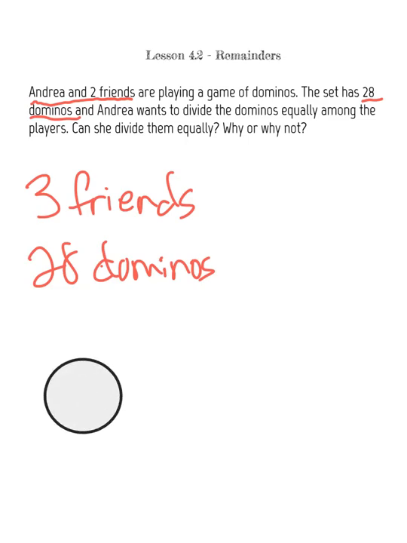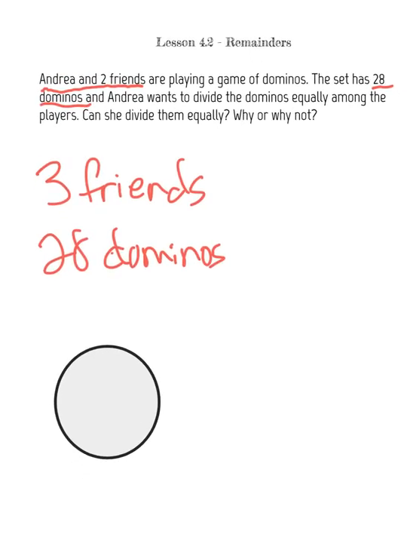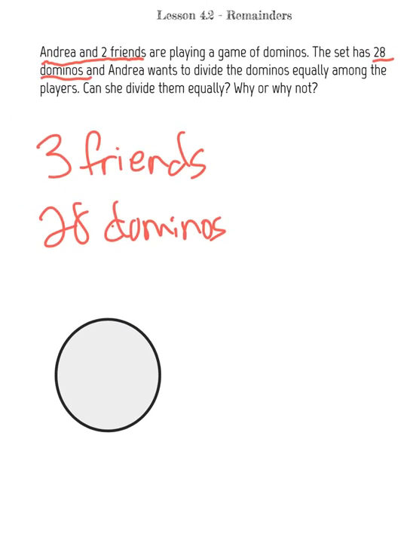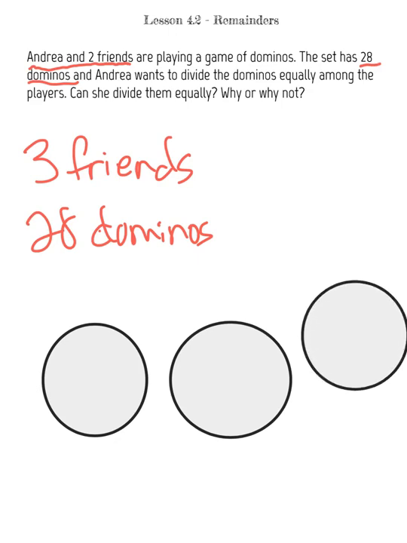We're going to draw one circle. Need another circle. Another circle. And it's okay if they're not exactly the same. And then we're going to draw our third circle. So this is like our 3 players, okay? So we have 28 dominoes. So how can we divide them equally?